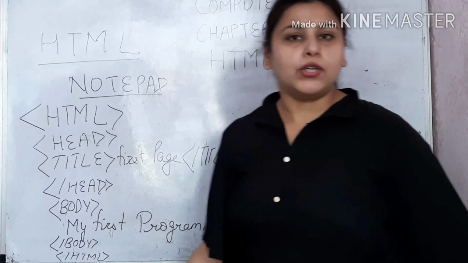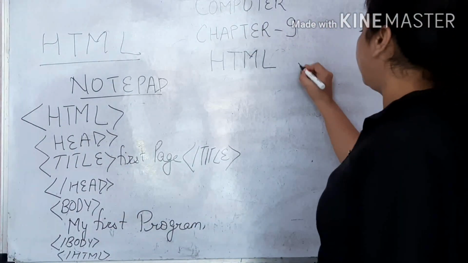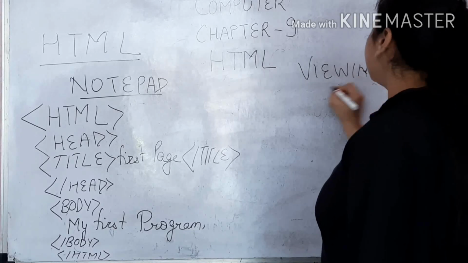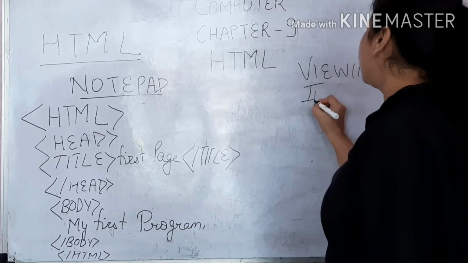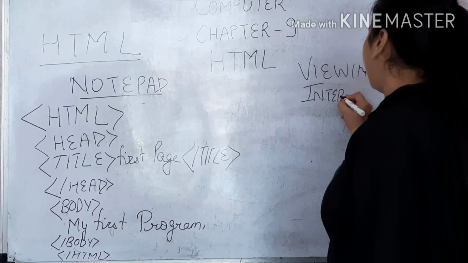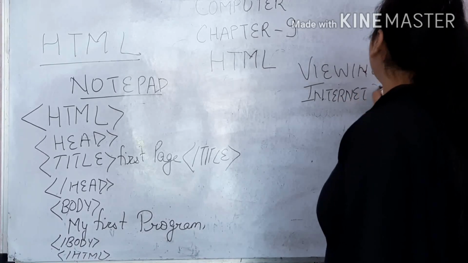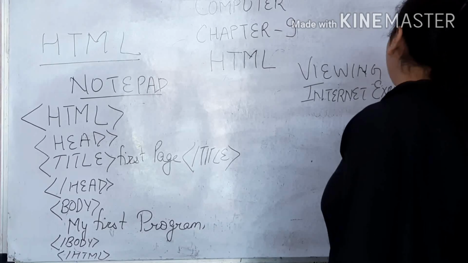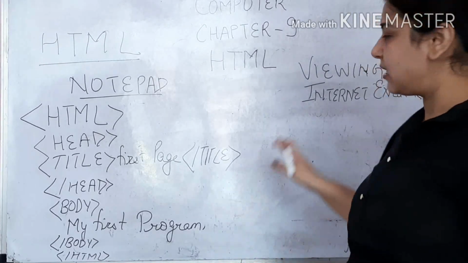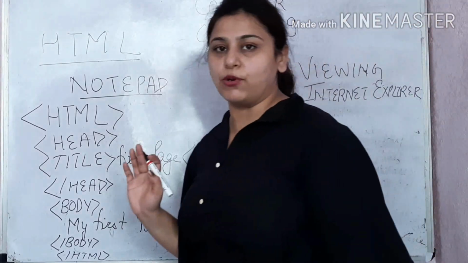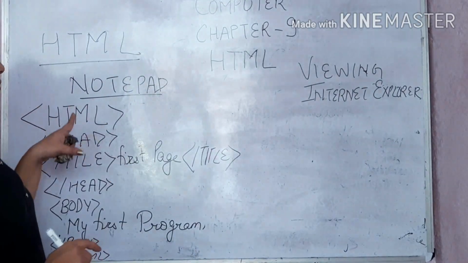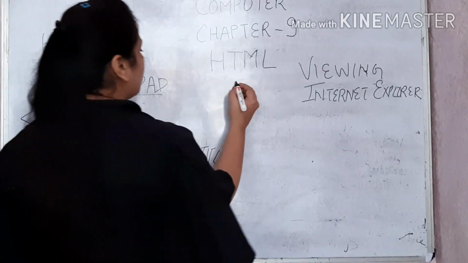Now you want to view it. For viewing your HTML, what you want to use is your browser. So suppose I am using Internet Explorer. You can use Chrome, Mozilla, whatever, but Explorer is there on all the systems. That is why I am using Internet Explorer for viewing the document. Once done, you need to save this file.